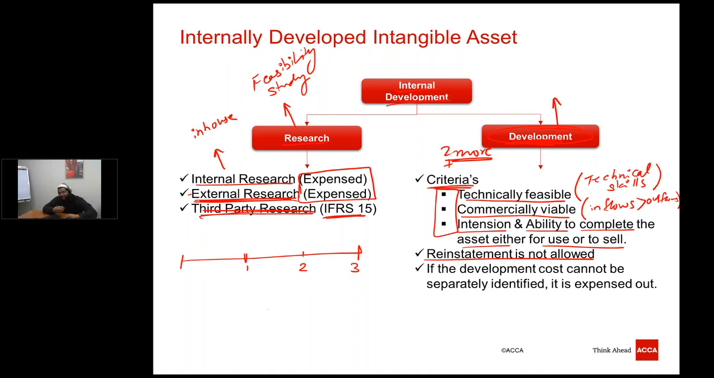At the end of the first year, the criteria were not being met, and we have incurred $10 million. Should we expense this 10 million or should we capitalize this 10 million? The criteria are not met. Should we expense or should we capitalize?